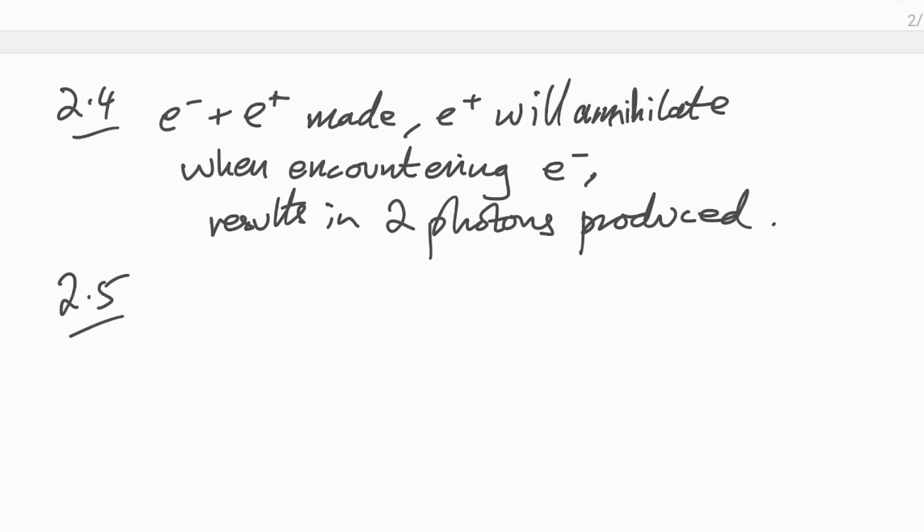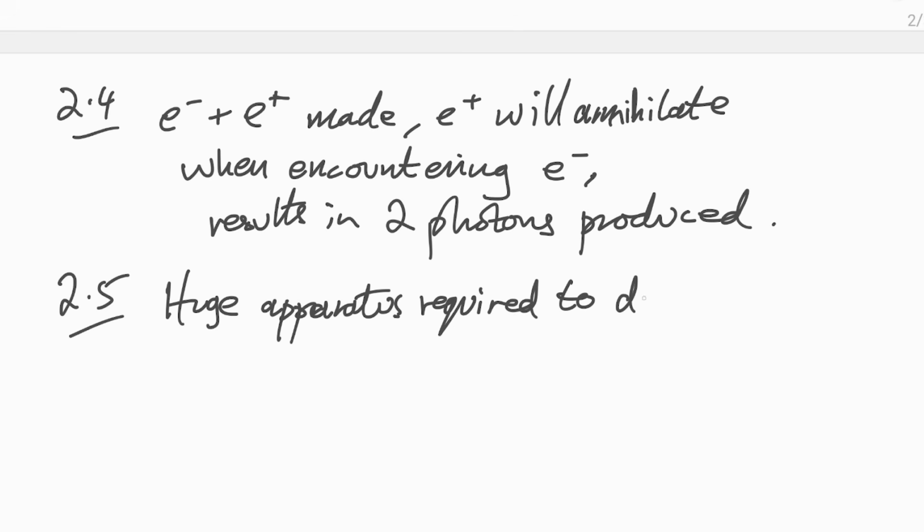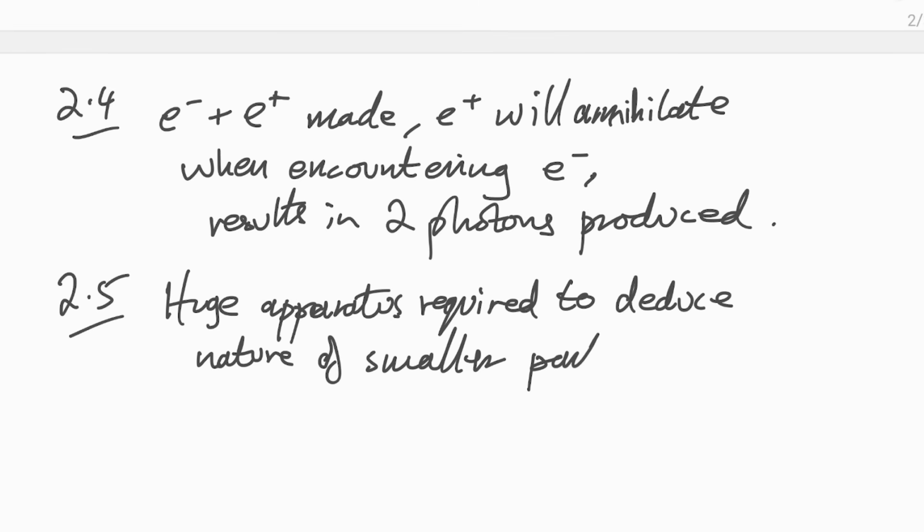2.5. Standard model is a theory that classifies elementary particles. Evidence for the theory has been collected since 1950. Term standard model was coined in 1973. Suggest why progress in particle physics is slow. What a terrible question. It's because huge apparatus is required to deduce the nature of smaller particles or more short-lived particles. So CERN, there's a ridiculous amount of money that goes into CERN. And what have they found? Not really anything. Waste of money, if you ask me. But people don't like it when I say that.